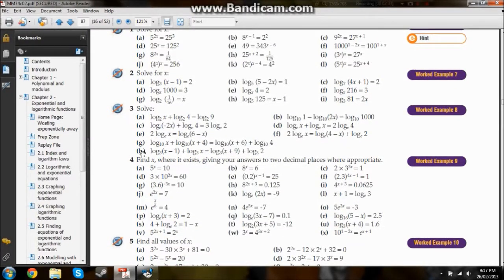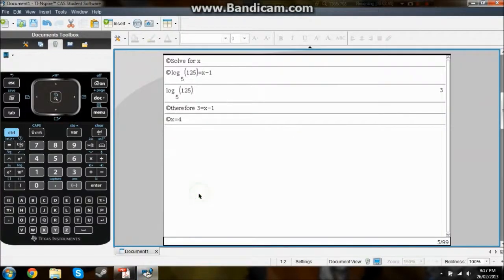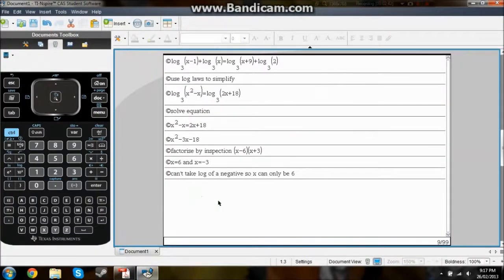3h. It's a long question, but not too difficult. So using the log laws to simplify it. So that and that are multiplied, and they still remain on their respective sides. So log to base 3 of x squared take x. That's just x take 1 multiplied by x. X squared take x. And this one's 2x plus 18. So you get x squared take x equals 2x plus 18.